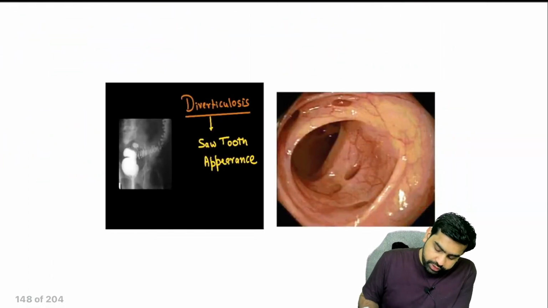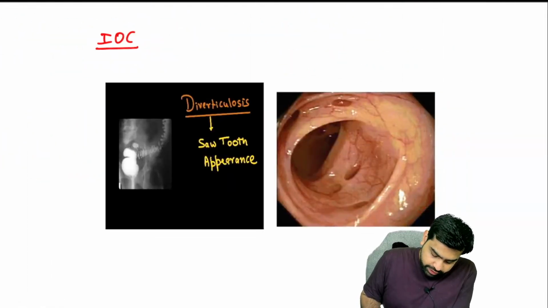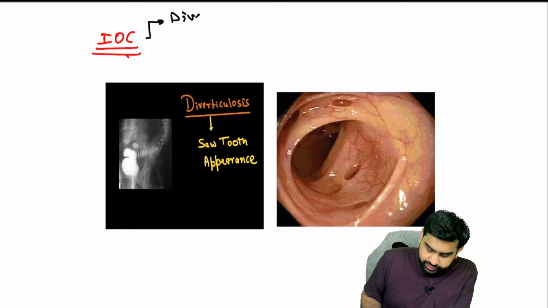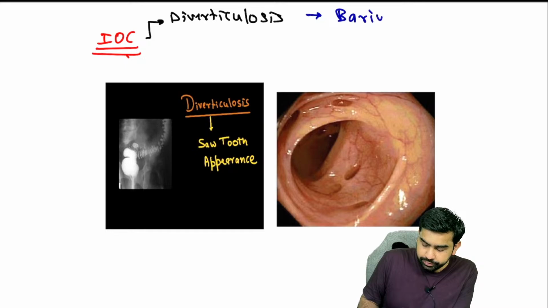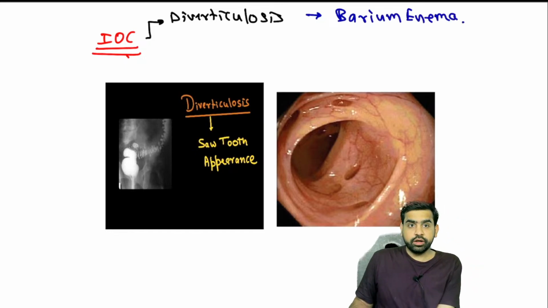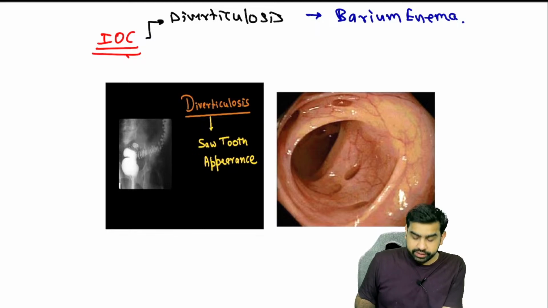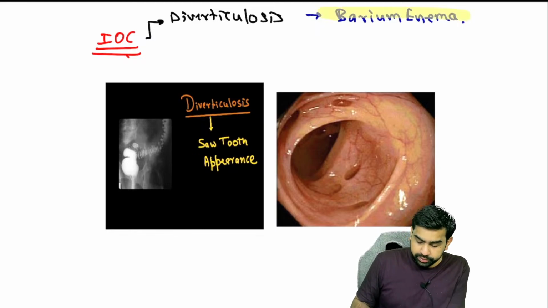Okay, now the important thing which they keep on asking is what is the investigation of choice? If they ask you the investigation of choice for the diverticulosis, what is going to be the answer? It is going to be the barium enema. In the diverticulosis, the answer is going to be the barium enema.